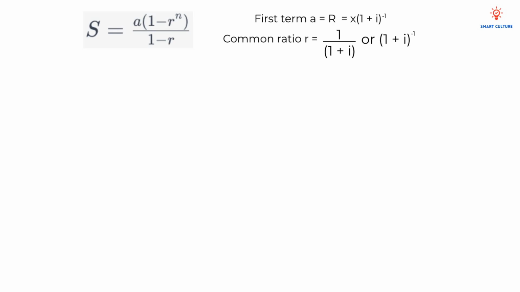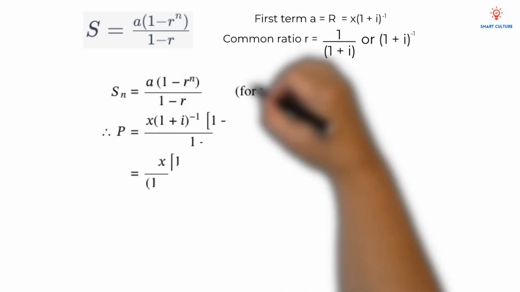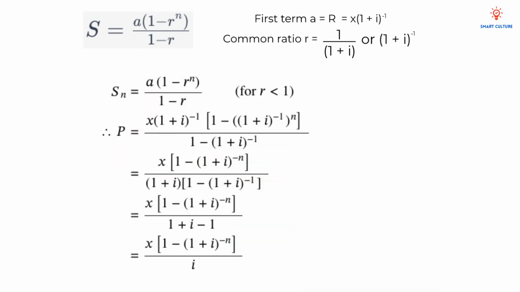So now that we have the value for a, which is X multiplied by (1 plus I) to the negative 1, and we have the value for r, small letter r, which represents the common ratio, that is (1 plus I) to the negative 1. Now that we have these values, we can substitute them in the geometric series formula. So instead of writing a, we write X multiplied by (1 plus I) to the negative 1. And instead of writing r, we write (1 plus I) to the negative 1.